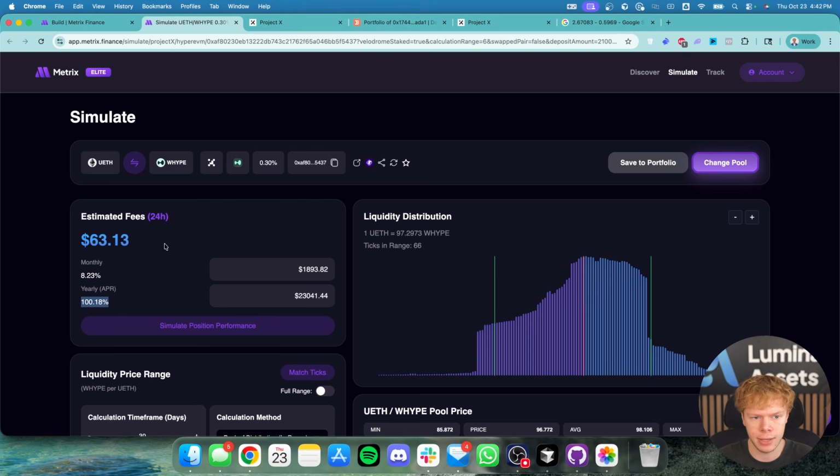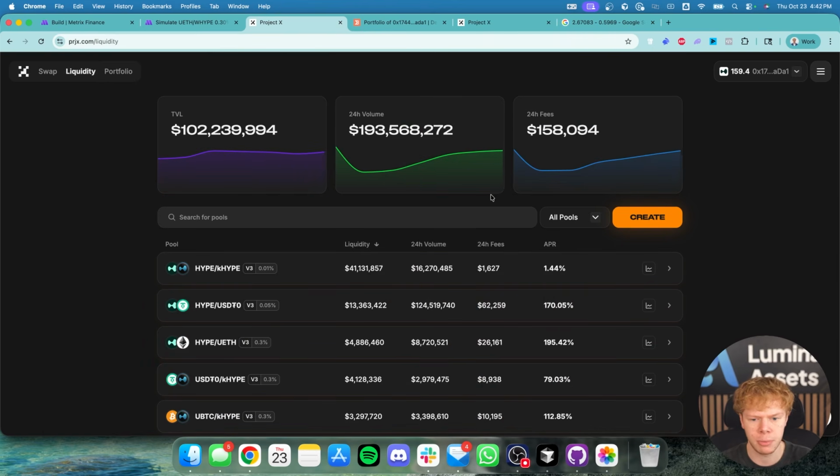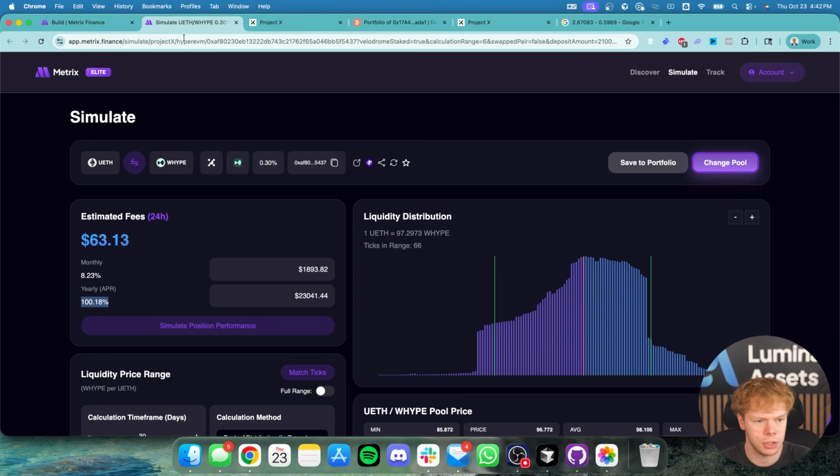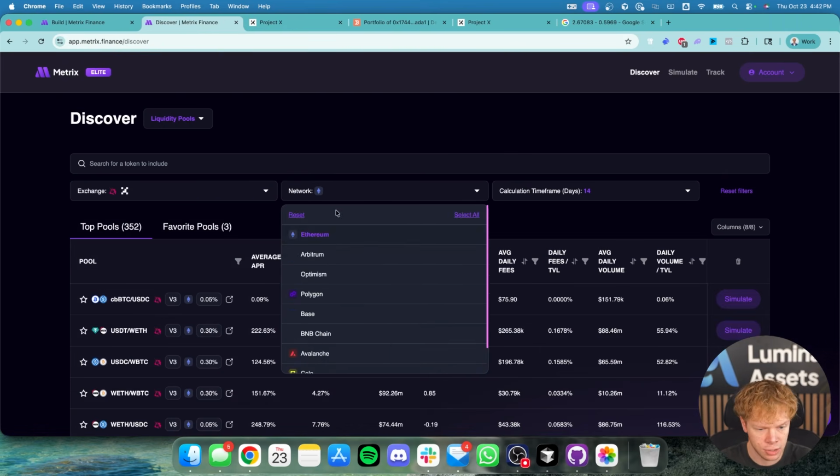could be blindsided. Now, just like that, if we go to portfolio over here, you could see my position right here. On top of that, if we go over to liquidity, you'll be able to see all the other liquidity pools, but you can also see those on Metrics using the Discover page by just simply selecting Project X and selecting the Hyperliquid network. So that right there is exactly how you deploy into a liquidity pool start to finish.